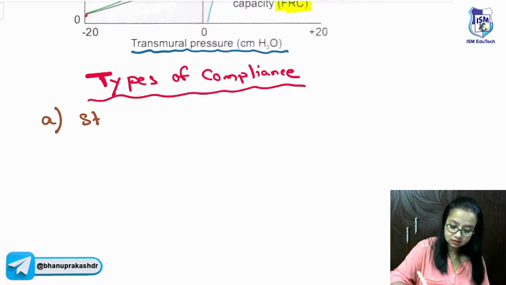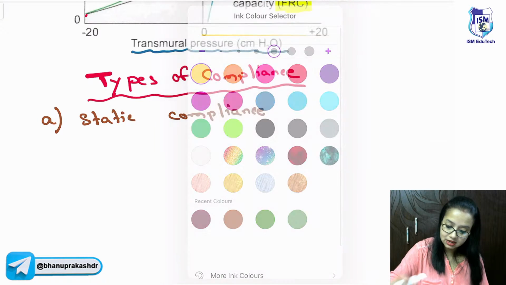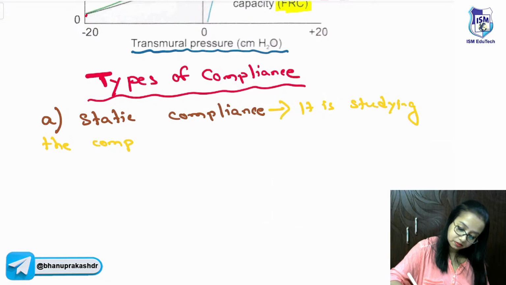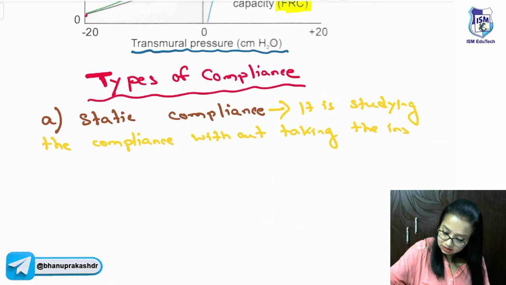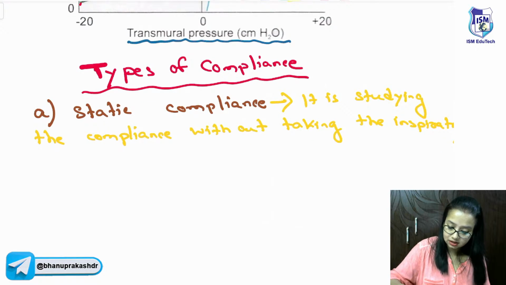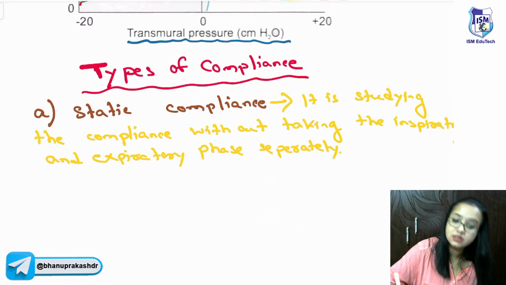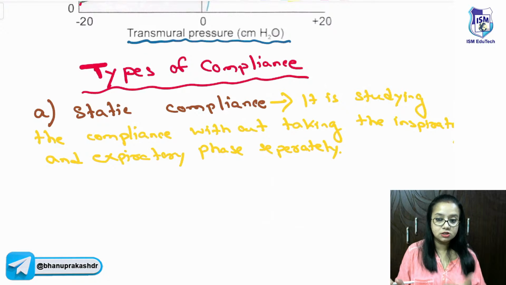Number one is the static compliance. What is static compliance? Just as the name goes, it is studying the compliance without taking the inspiratory and expiratory phase separately. Okay, at once together, taking inspiration and expiration without taking them separately, when the stretching of the lungs is calculated, it is called static compliance.